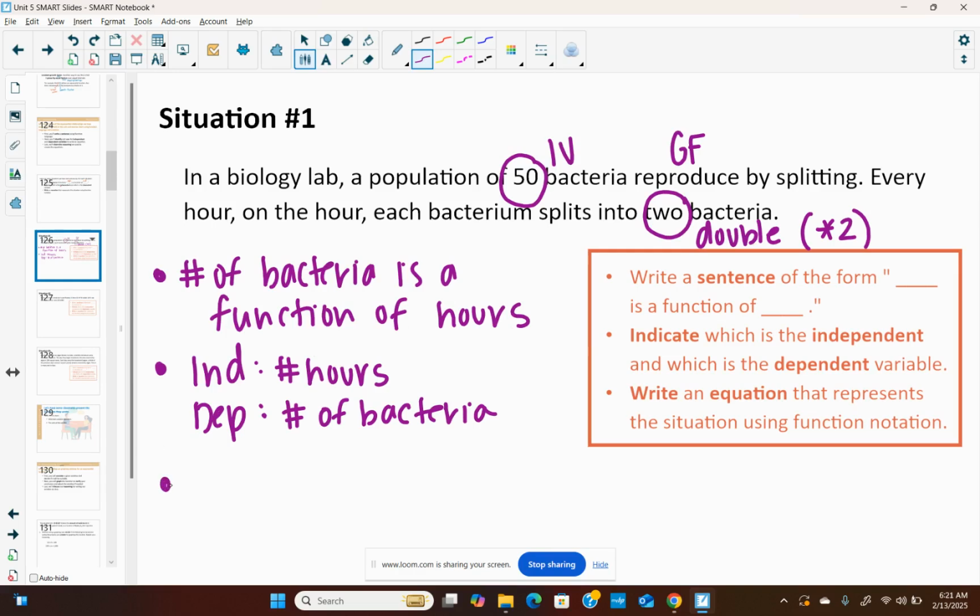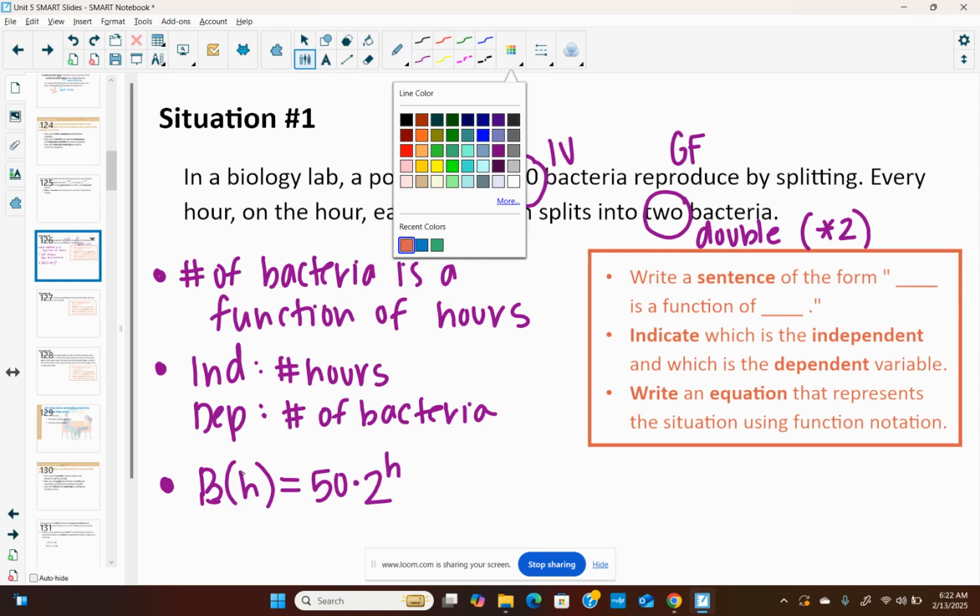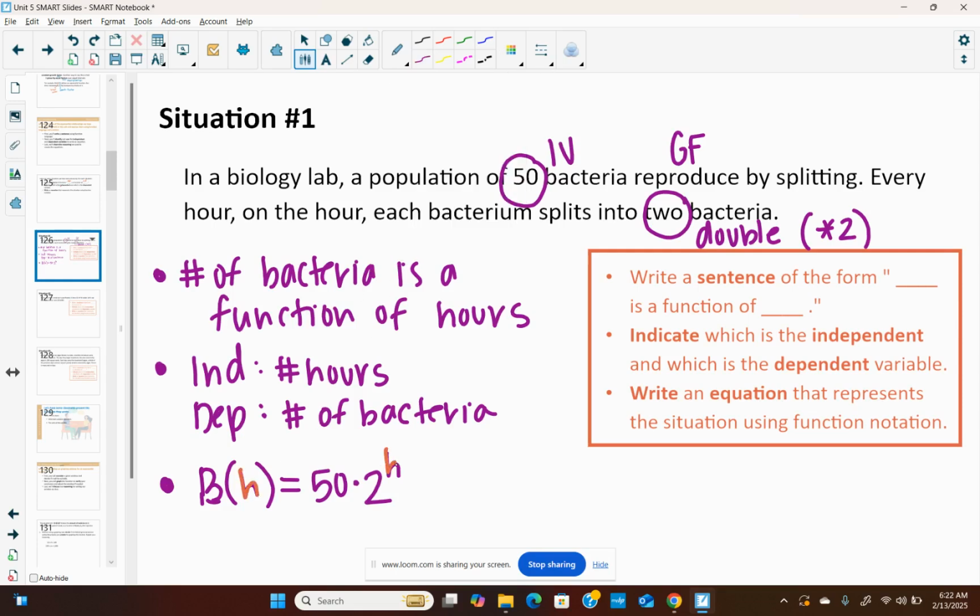And then if we want to write an equation, so we have bacteria is a function of hours. So I'll just call the function B and then the input H. And you're going to do your initial value. So remember that's 50 times your growth factor. In this case, it's doubling. And then raised to a power of the independent variable, which in this case is hours. So I'll just use H. Remember that this input variable needs to match the variable that you have in your function. So 50 bacteria to start, and they're doubling each hour.